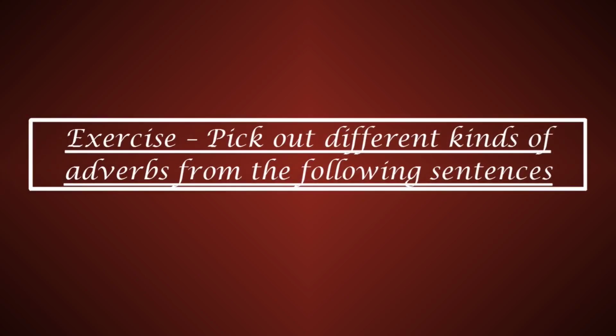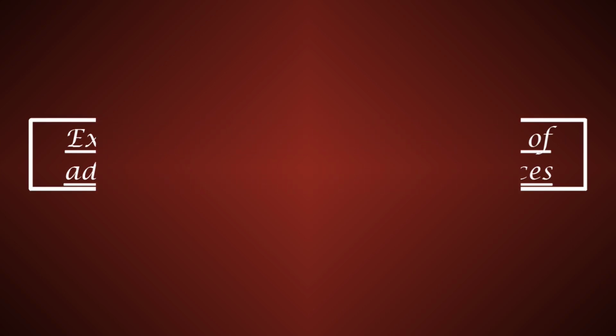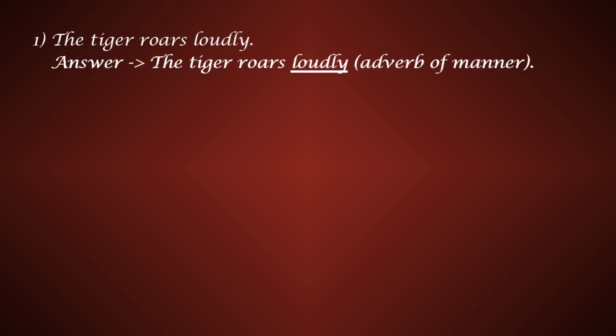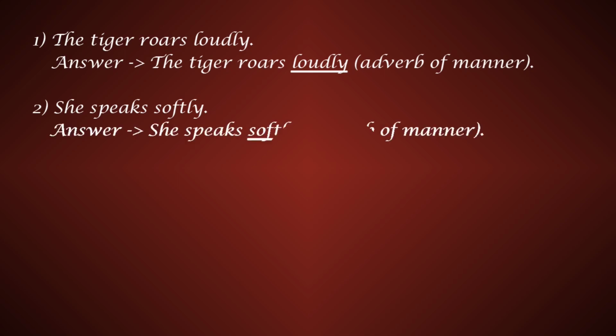Now we will solve an exercise. Here you have to pick out different types of adverbs from the following sentences. Number 1. The tiger roars loudly. Here, loudly is the adverb of manner, as it qualifies the verb roars. Number 2. She speaks softly. Here, softly is the adverb of manner, as it qualifies the verb speaks.